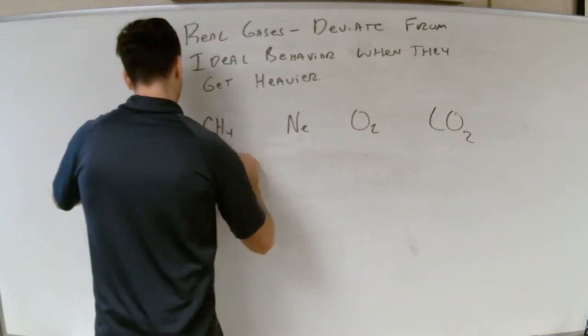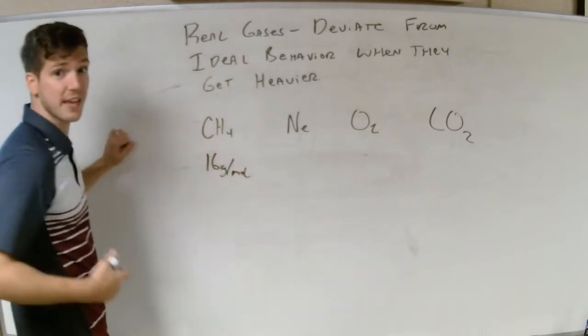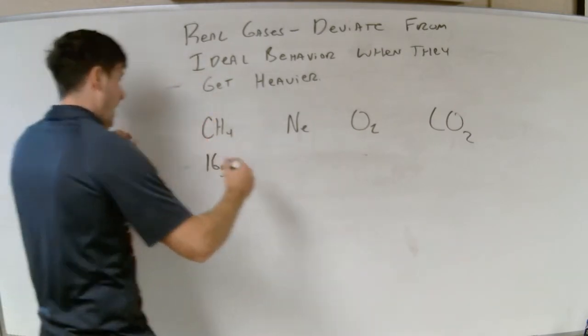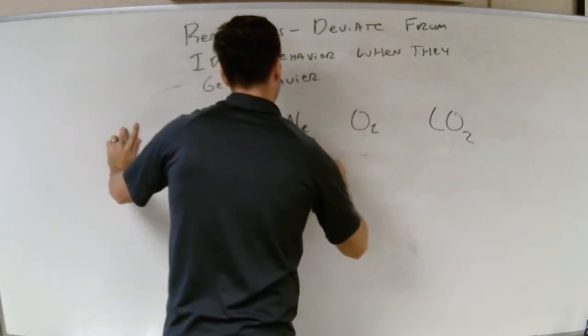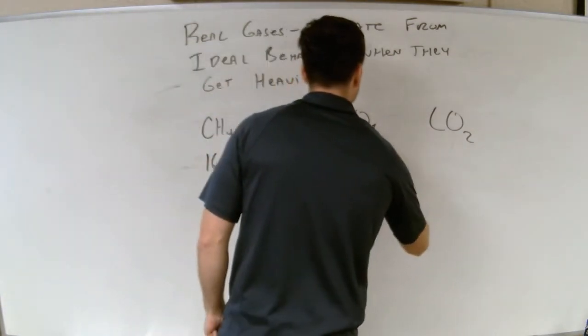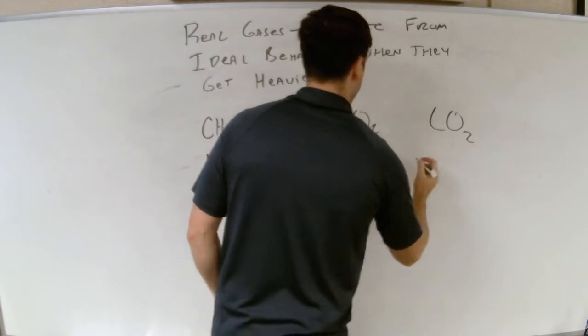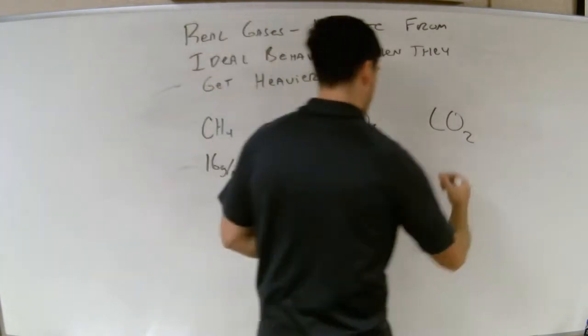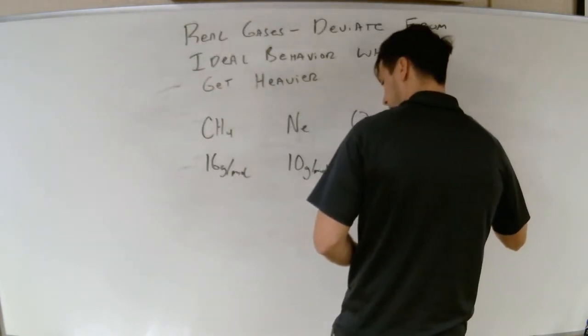This is 16 grams per mole for methane, or CH4. Neon is 10 grams per mole. It's not diatomic, it's by itself. Oxygen, you should know, is 32 grams per mole. And CO2, you probably should know, is 44 grams per mole.